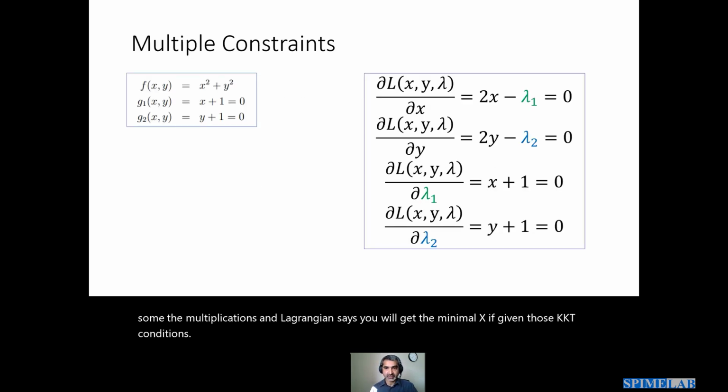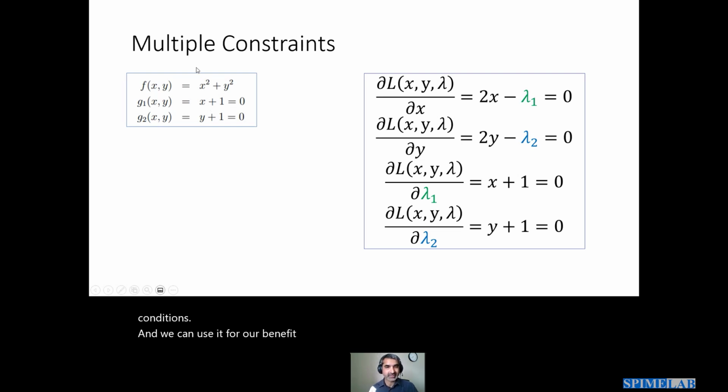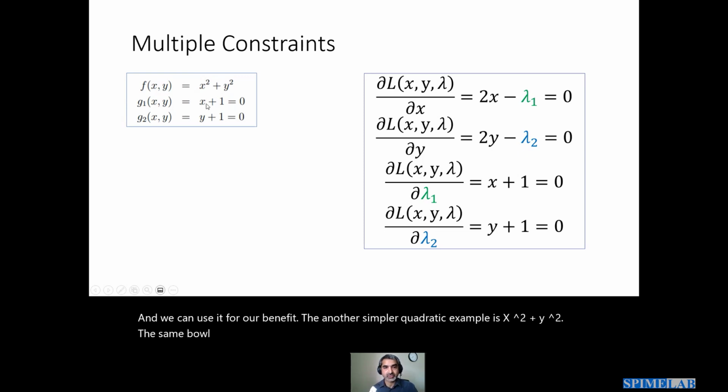And we can use it for our benefit. Another simpler quadratic example is x squared plus y squared. The same ball-shaped function, but constrained to x plus 1 and y plus 1. We have two constraints now.